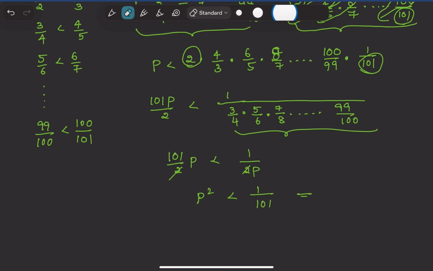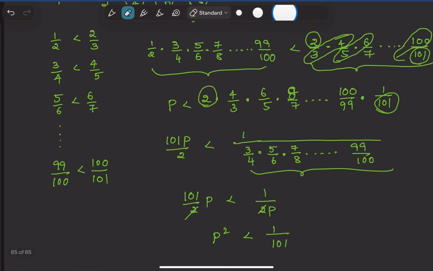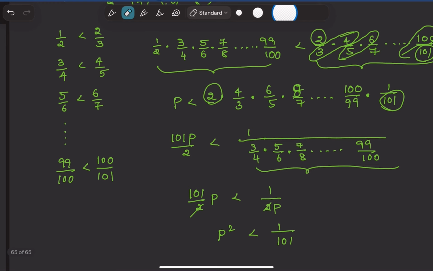So now we have this particular thing. This is one result that we have derived.